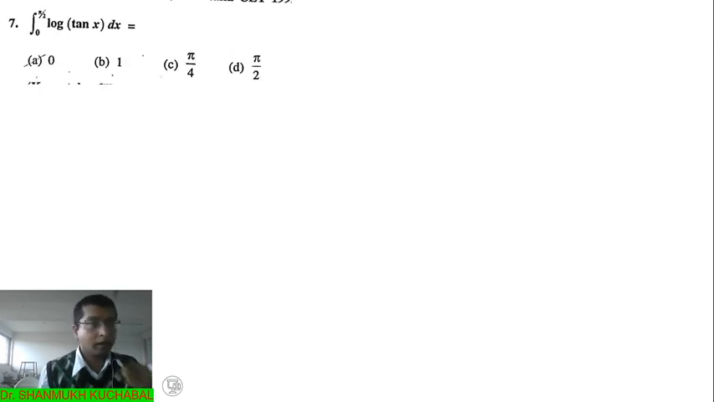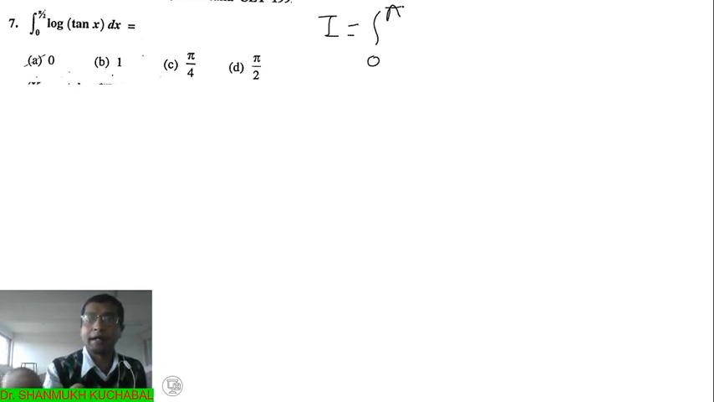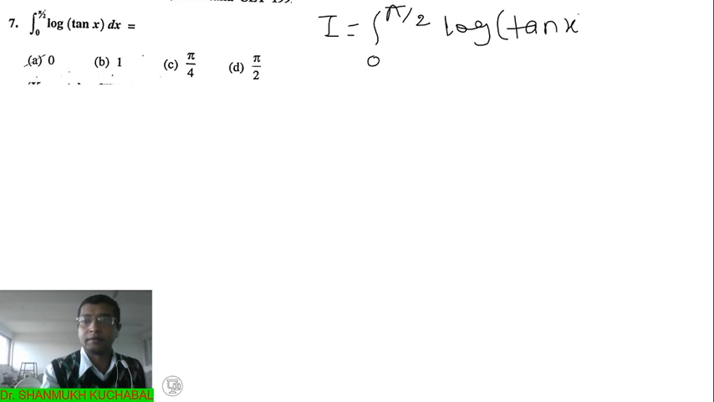Okay, we move to our next example. It is integration 0 to pi by 2 log of tan x into dx. So using the property of definite integration, we will evaluate this. So we write this as I equal to integration 0 to pi by 2 log of tan x into dx. We call it equation 1.